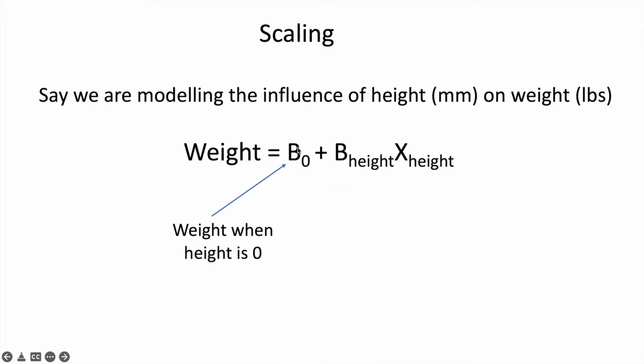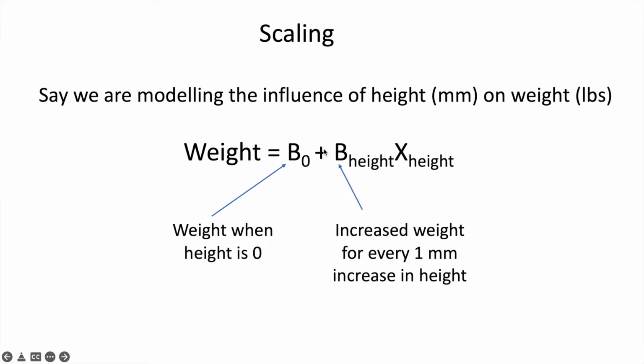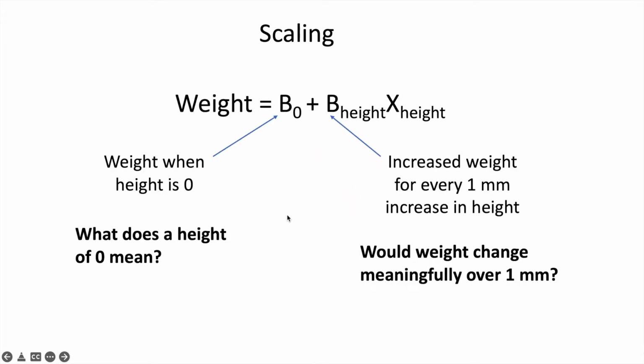This intercept here represents the baseline weight when height is 0, and the coefficient for height here represents the increase in weight that accompanies every 1 millimeter increase in height. That's because height is measured in millimeters, and because beta is always a 1 unit increase, it's a 1 millimeter increase in height. There are some problems with this. The first is, what does a height of 0 really mean? And also, would the weight change meaningfully over 1 millimeter?